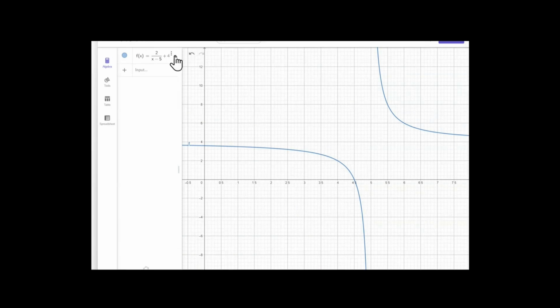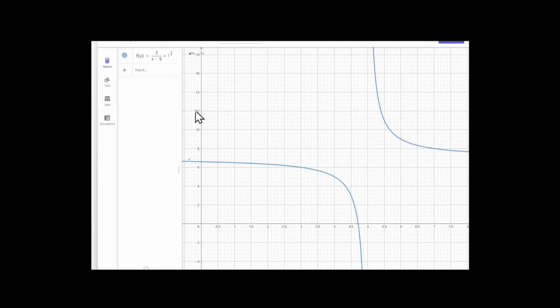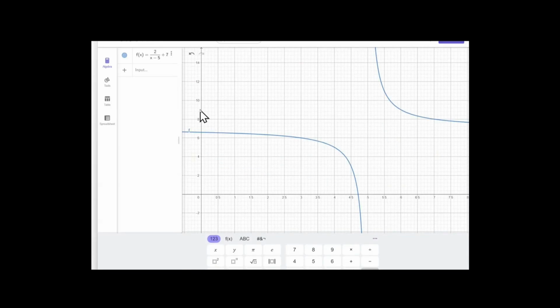And now when we change the k value, instead of 4, let's change that to 7. So this should move it up another 3 places. So let's do that, and sure enough, it moves up 3 places.